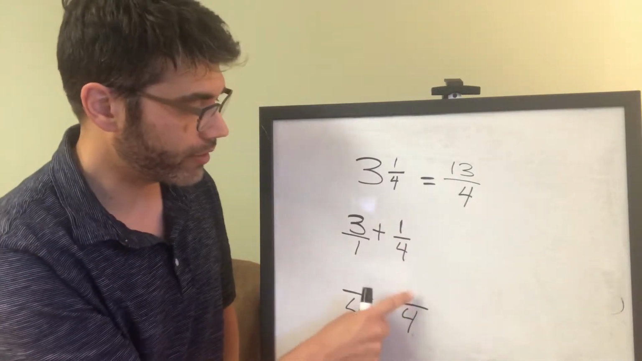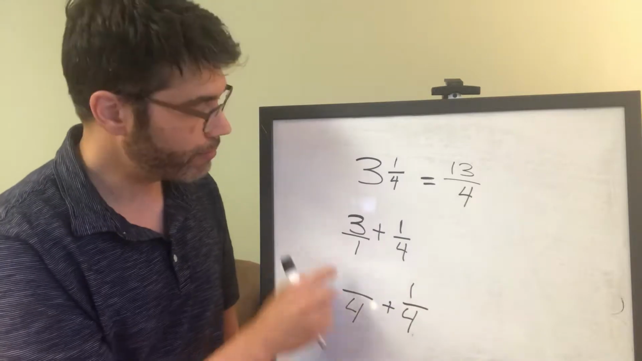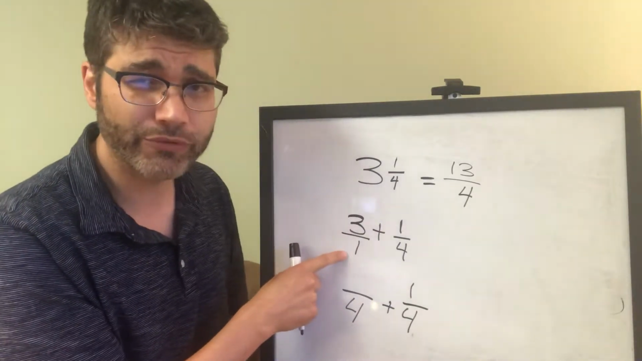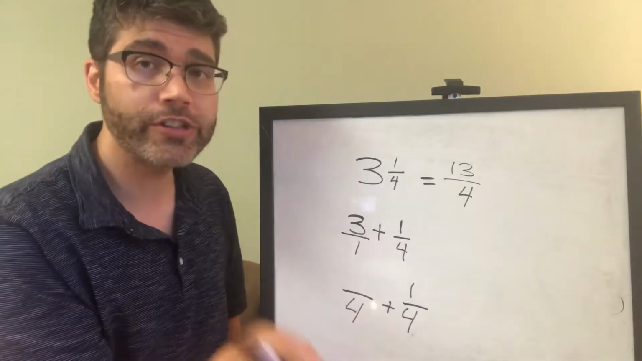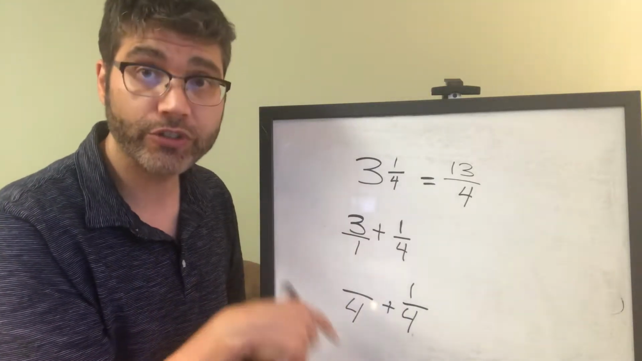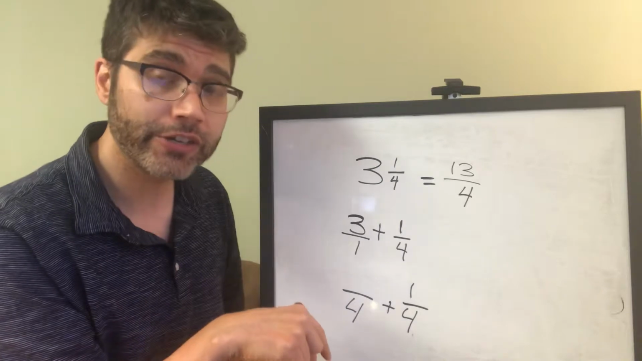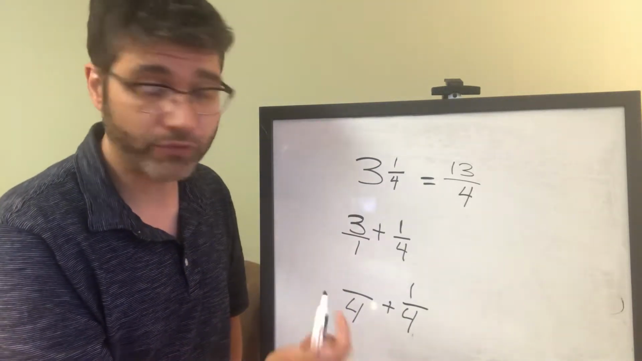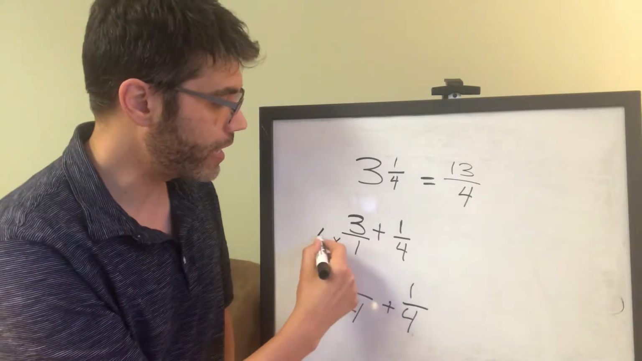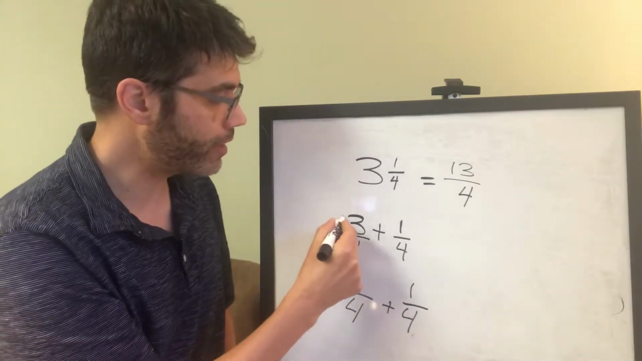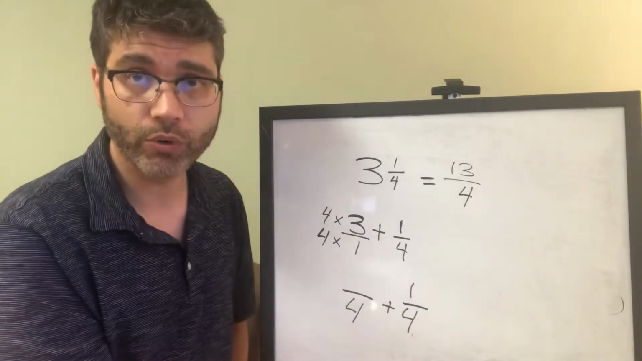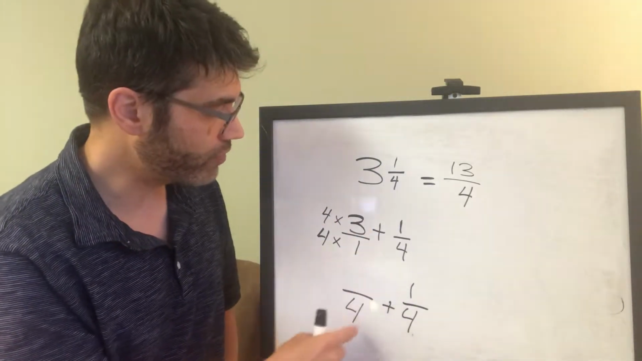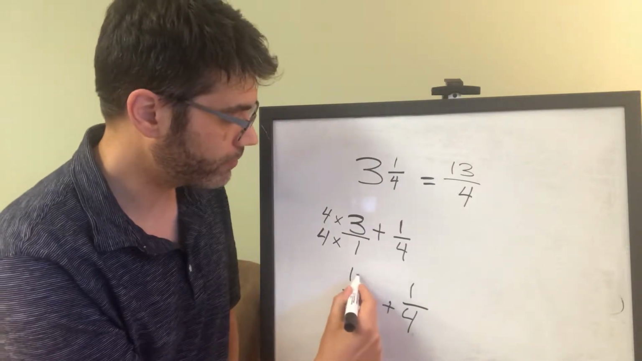Now, 1/4 is unchanged, but to change 3 over 1 into a fraction where 4 is in the denominator, whatever you do to the bottom of a fraction, you have to do to the top. So whatever you do to the denominator, you have to do to the numerator. To get from 1 to 4, you multiply times 4. So if you multiply the denominator by 4, you likewise need to multiply the numerator by 4 in order for the fraction to keep its equivalence. So 4 times 1 is 4, 4 times 3 is 12.